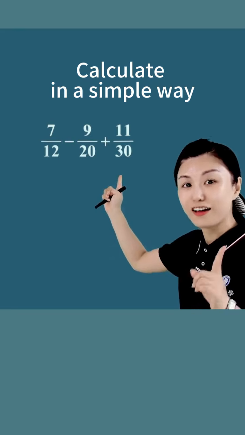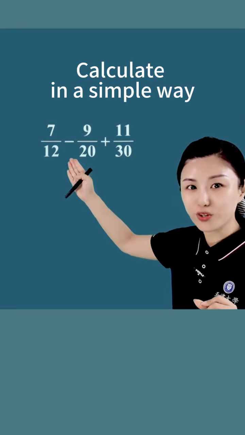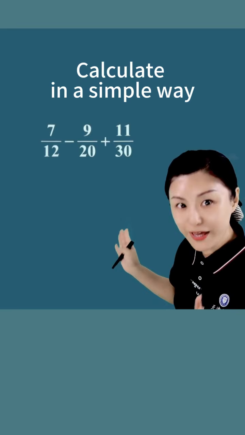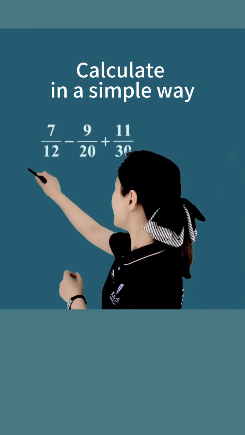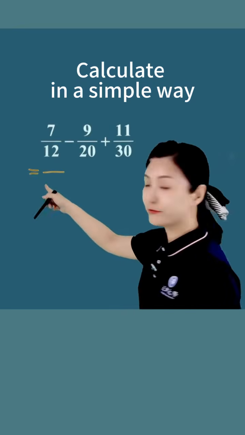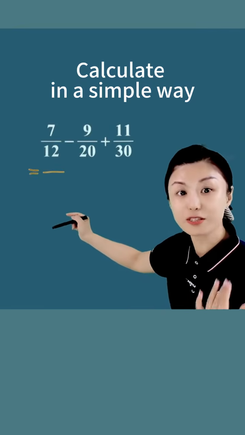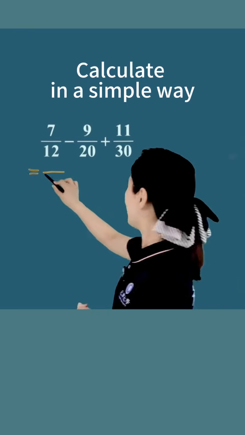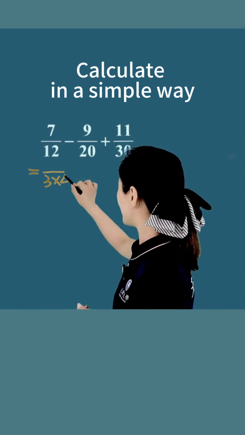Actually, these three fractions are a bit special. Can you see what's special about them? If you slightly change the numerators and denominators, what form do they take? Let's write it out. Look at the denominator 12. If I break it down, what is it as a product? Isn't it 3 times 4, right? 3 times 4 equals 12.